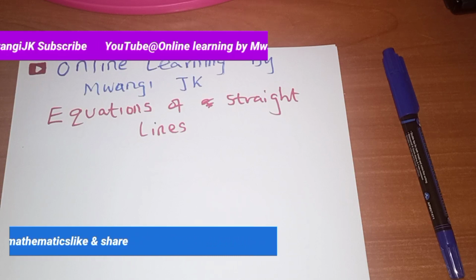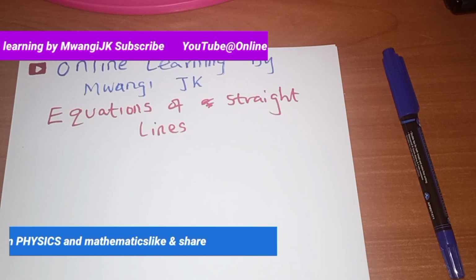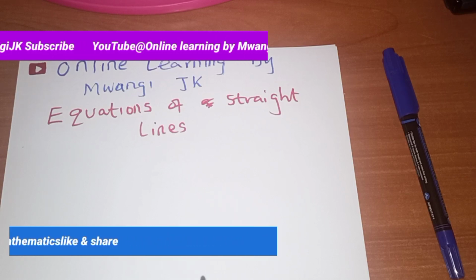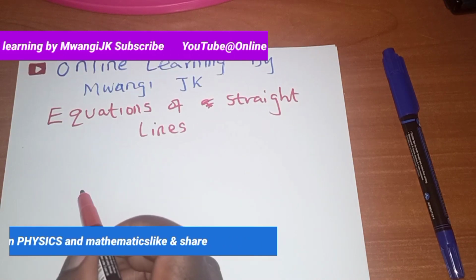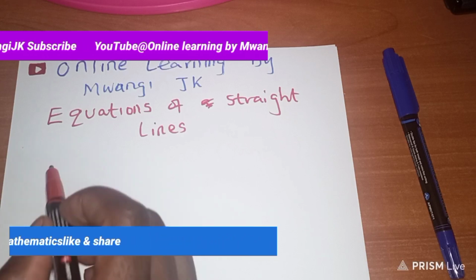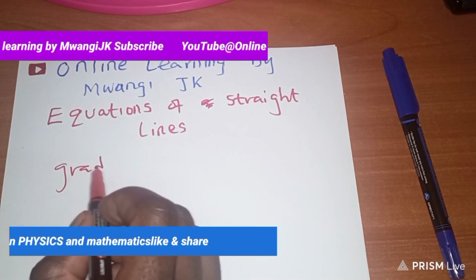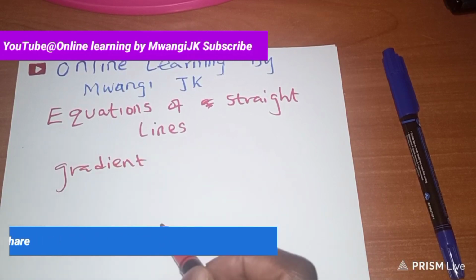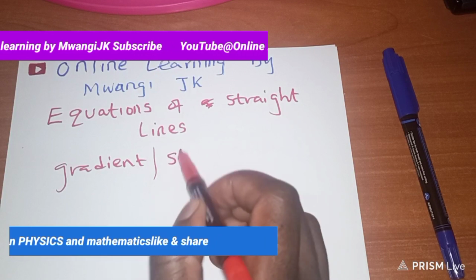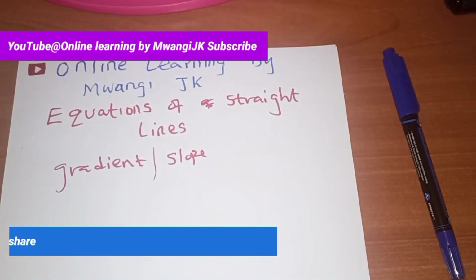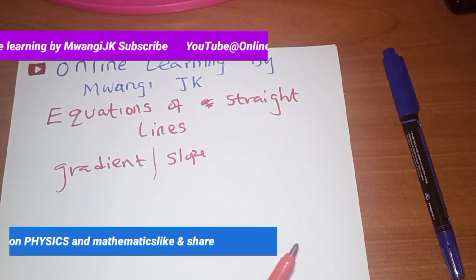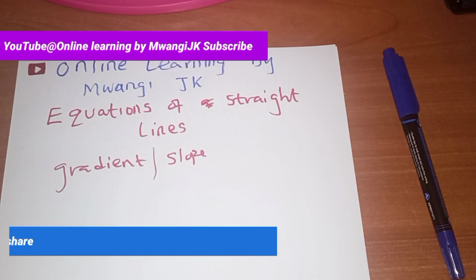So I'll start off by giving out what is expected of us in this topic. Under equation of a straight line, we talk about the gradient of a line. The gradient is at times known as the slope. Sorry, there's some helicopter passing by making some noise. So we also call it the slope of a line.